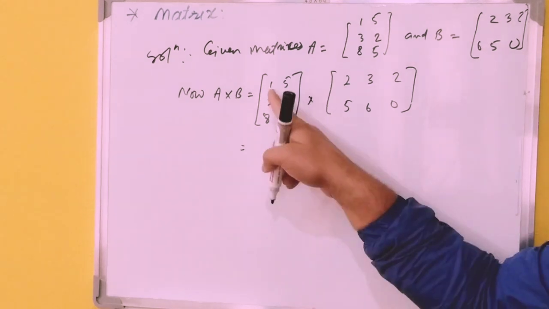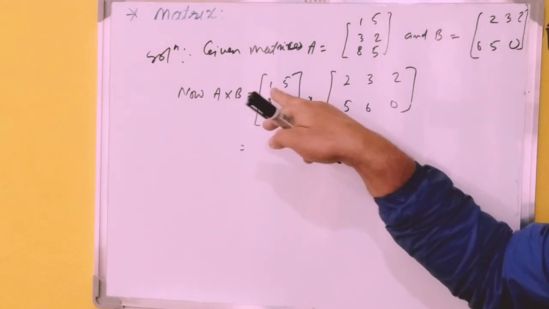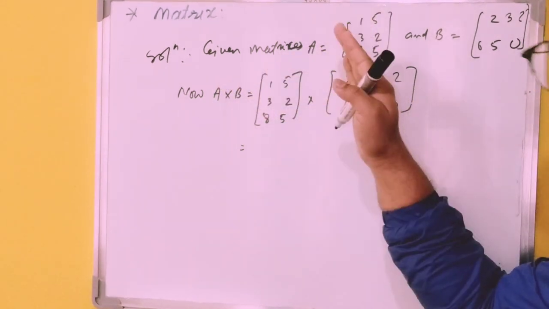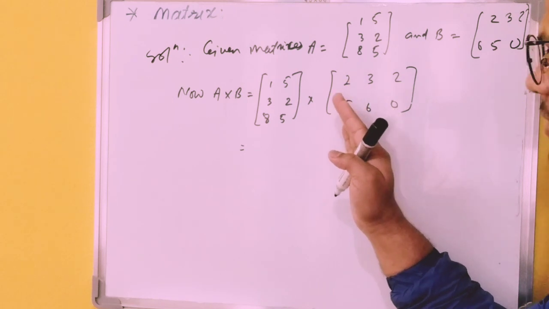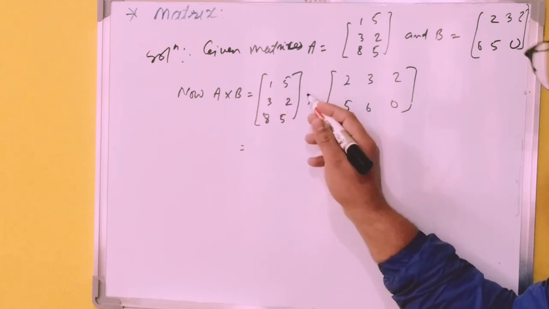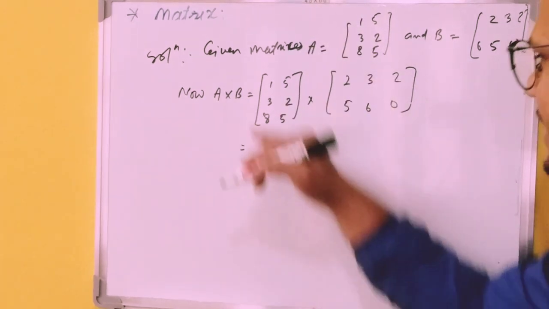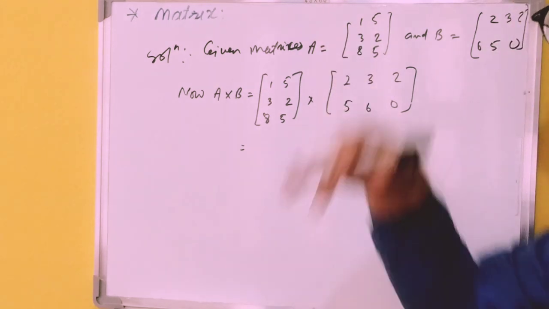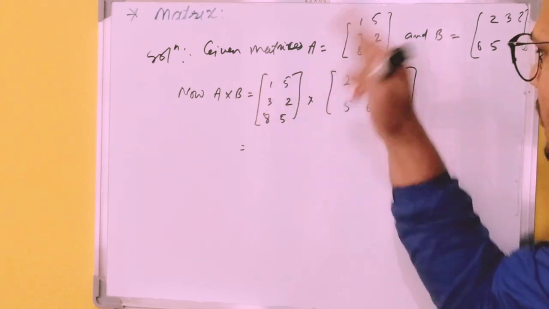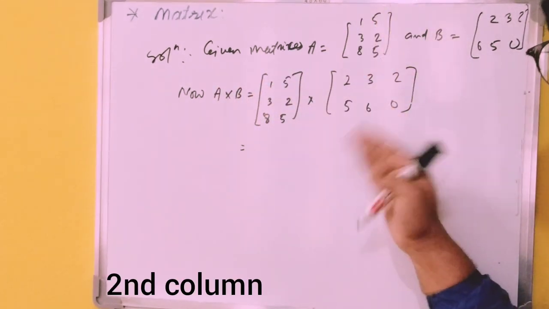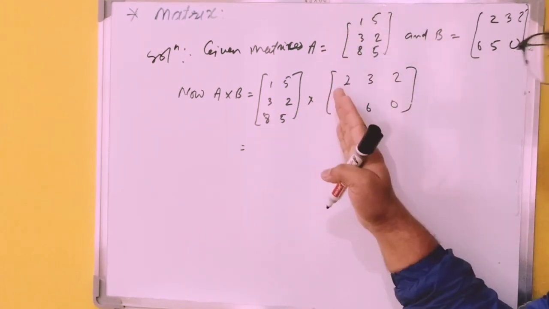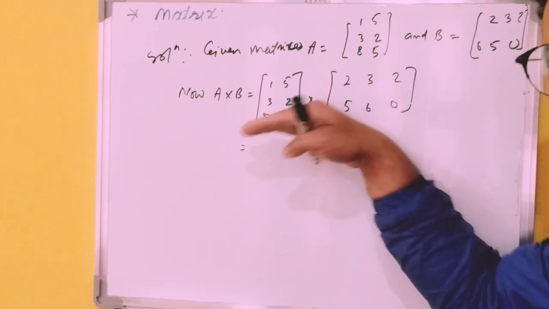Okay, how to multiply this one? First of all, multiply this 1 into 2, row and column, one by one. So first take the first row and the first column and multiply that one, and second row, first column, third row, first column. Again we have to do this: first row, second column, second row, second column, third row, third column. Again take the third row and multiply third row, first column, third row, second column. Like this we have to multiply.